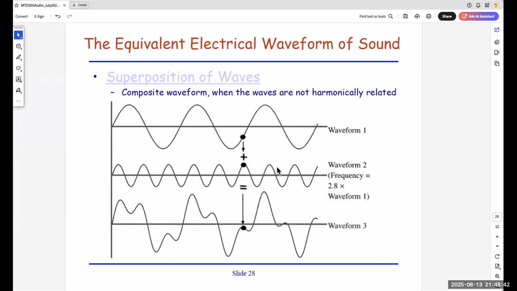You can see that waveform 2 is running faster than waveform 1 because within one cycle of waveform 1, waveform 2 already has 1 cycle, 2 cycles, and more than 2.5 cycles. Okay, so when waveform 1 has 1 cycle, waveform 2 has already run about 2.8 times. It has 2.8 times higher frequency than waveform 1.